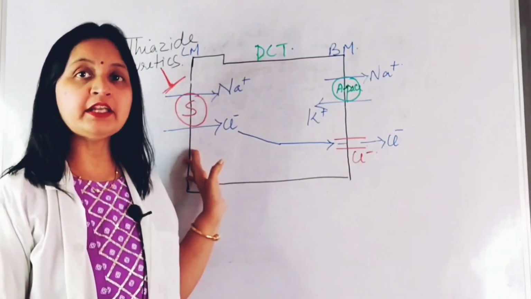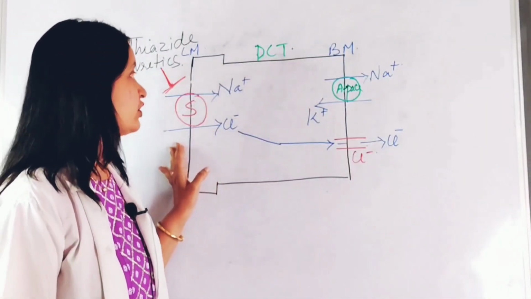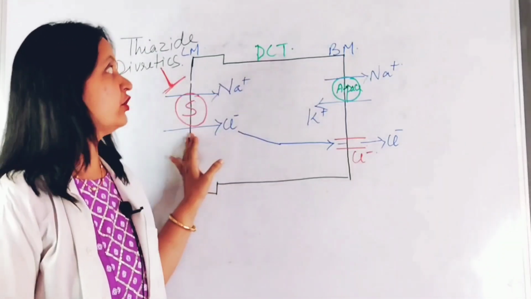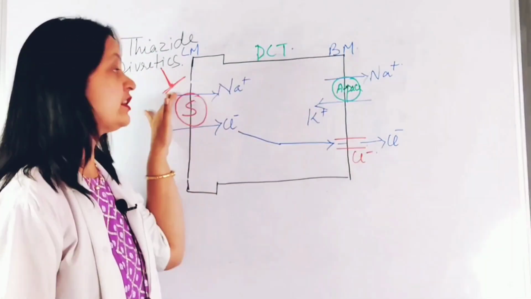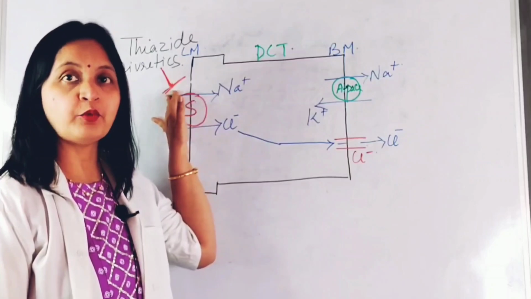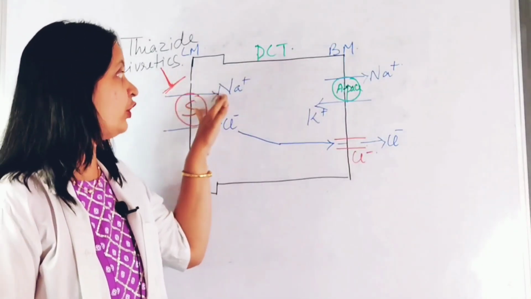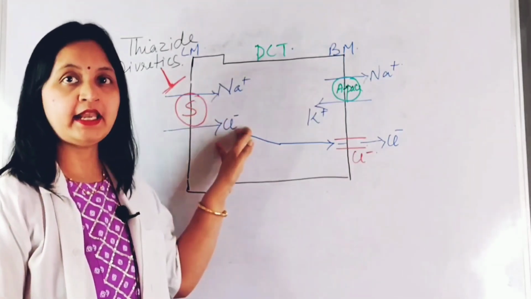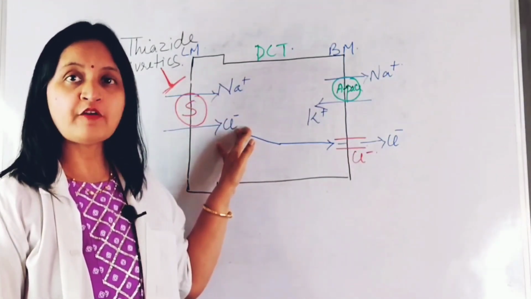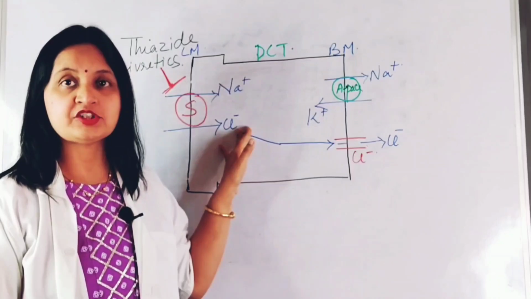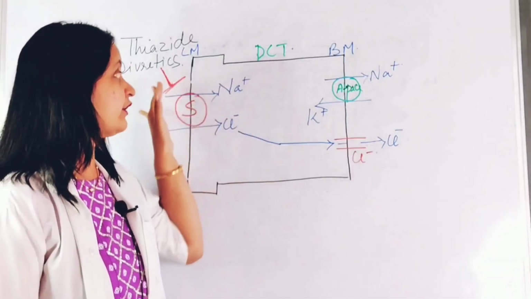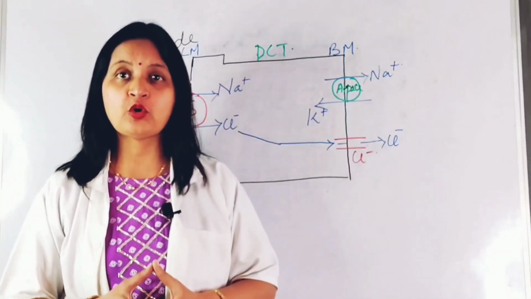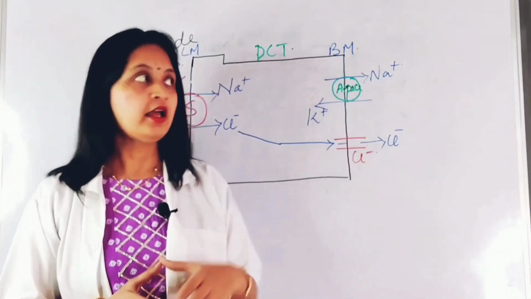The drug is secreted into the tubular lumen and acts on the luminal side of the tubular epithelial cell. So the thiazide diuretic inhibits the sodium chloride co-transporter that transports sodium and chloride from the lumen into the epithelial cell and causes absorption of sodium and chloride into the interstitium. So by inhibiting the sodium chloride co-transporter, there is increased excretion of sodium and chloride in urine.